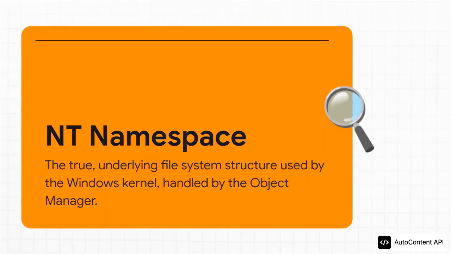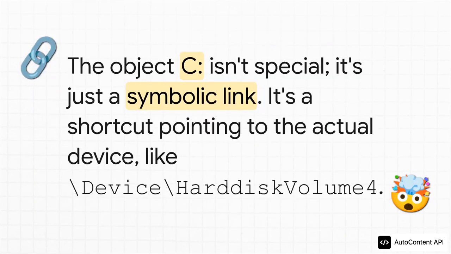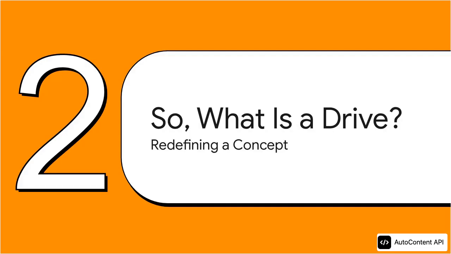You can think of the NT namespace as the real, official map of everything running on your system. It's not just files and folders, it's all your devices, memory, everything. And it's all managed by a component called the Object Manager. This is the ground truth. And here's the biggest secret of them all. On that true map, your C drive isn't a fundamental thing. C is just a nickname. It's a shortcut, what's called a symbolic link, that points to the actual piece of hardware, which has a much less friendly name like \Device\HarddiskVolume4. Well, that changes everything, doesn't it?